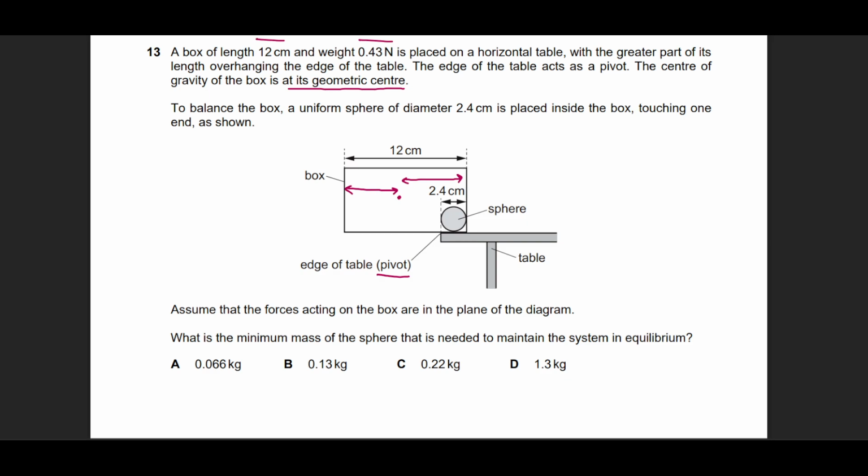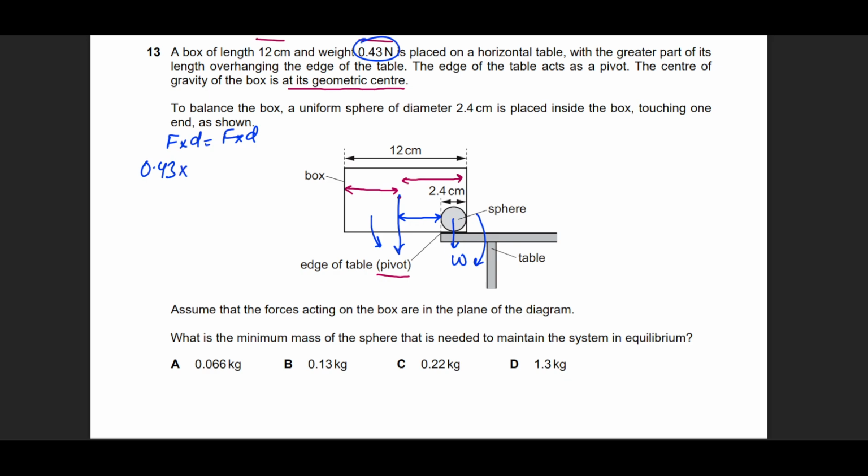So we are supposed to find the mass of the sphere, but first we need to take its weight, because we also have the weight of the box. And we take all the distances from the pivot. So for the weight of the box, at least the larger box, which is 0.43, we are going to use the formula for moment, F into D equals F into D. So this is trying to cause a clockwise rotation, and this would be trying to cause an anti-clockwise rotation, according to the pivot at least.